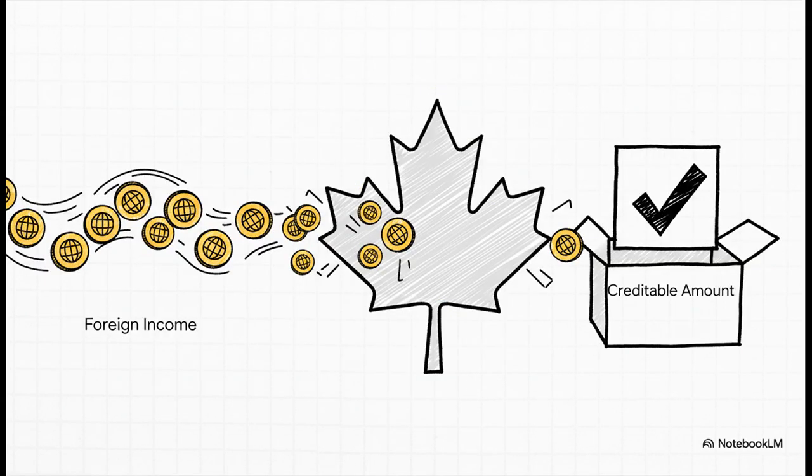And here is the absolute crux of the issue. The Canadian foreign tax credit is limited. It can only be claimed against foreign taxes that were paid on foreign income as defined by Canadian tax law. This single, seemingly small detail is where all the complexity begins.